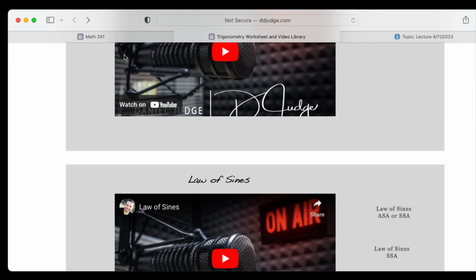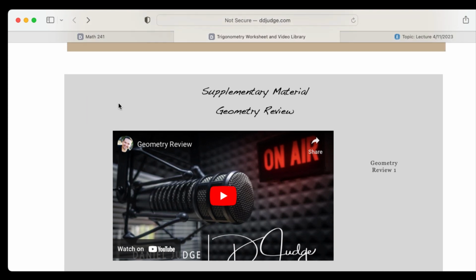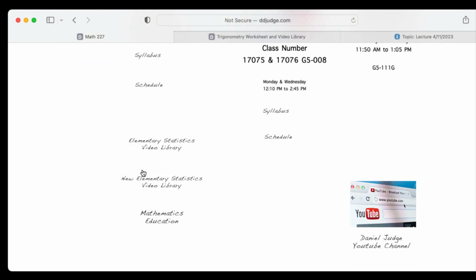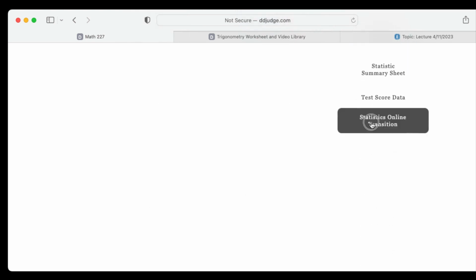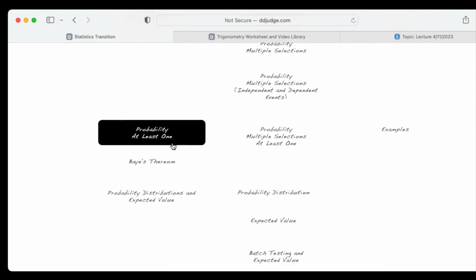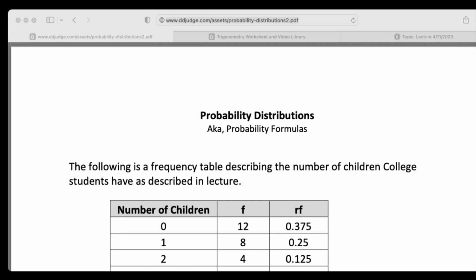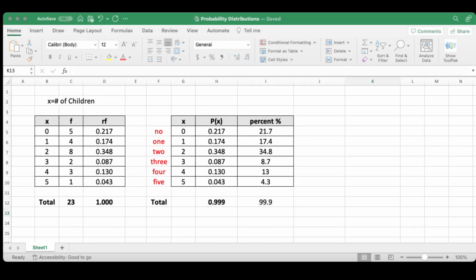So here's what I want to do for you guys. I guess you guys are here in Math 227. There were some things I wanted to get back to. We talked about probability distributions, you remember that? This is under the worksheet of probability distributions and expected value, so I'm going to put the link here. We didn't talk about the expected value yet. It is in the notes, however, let me go to Excel here, and this is going to talk a little bit about what we're discussing.